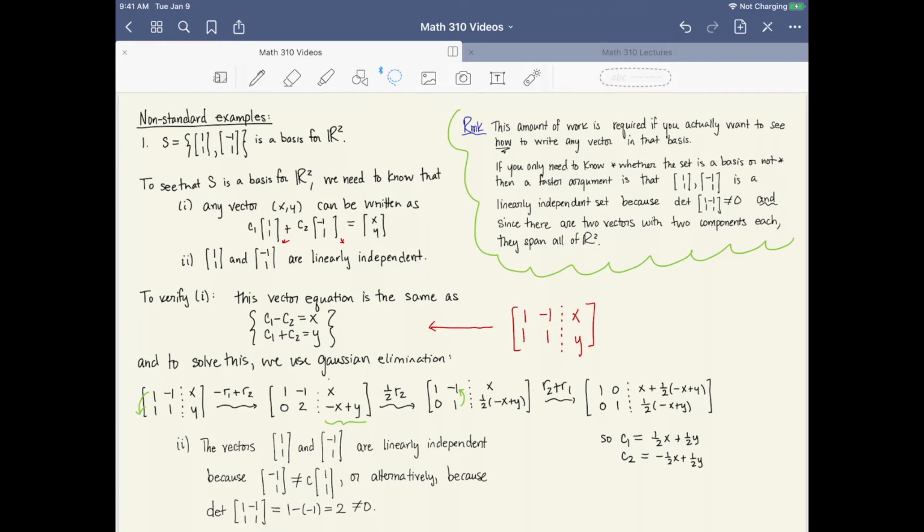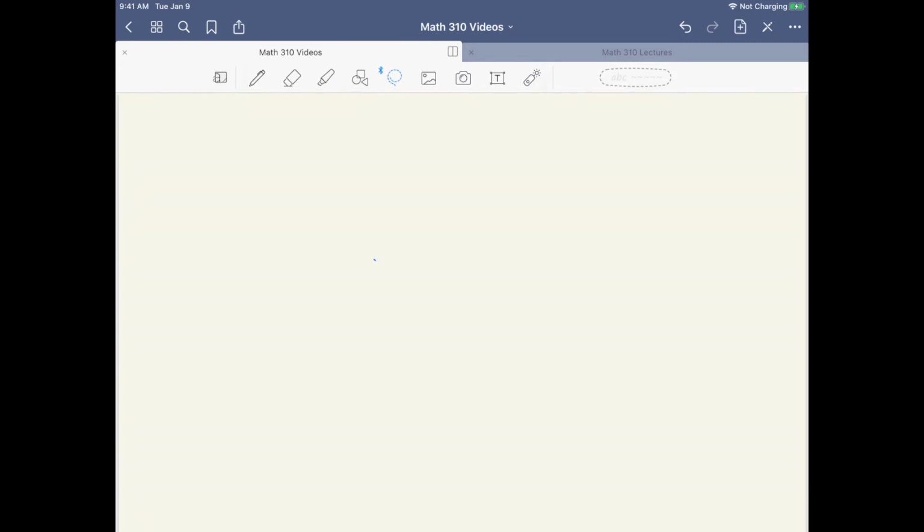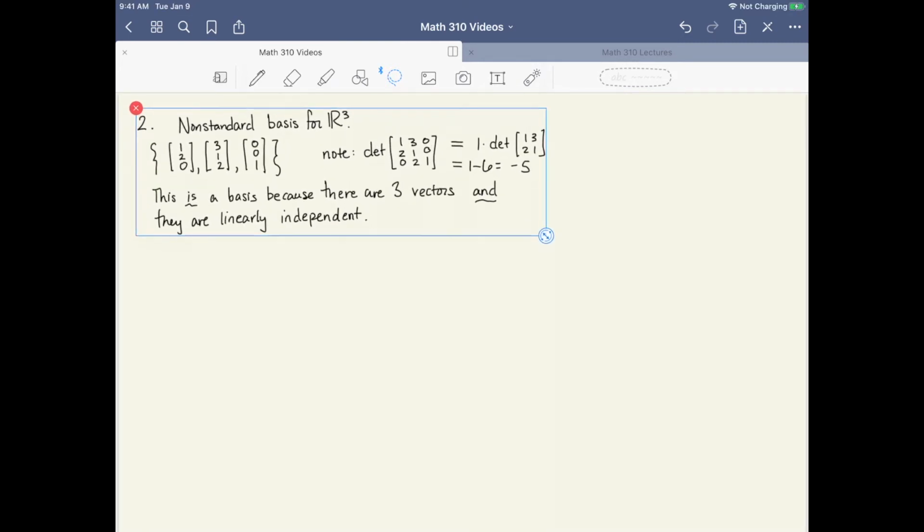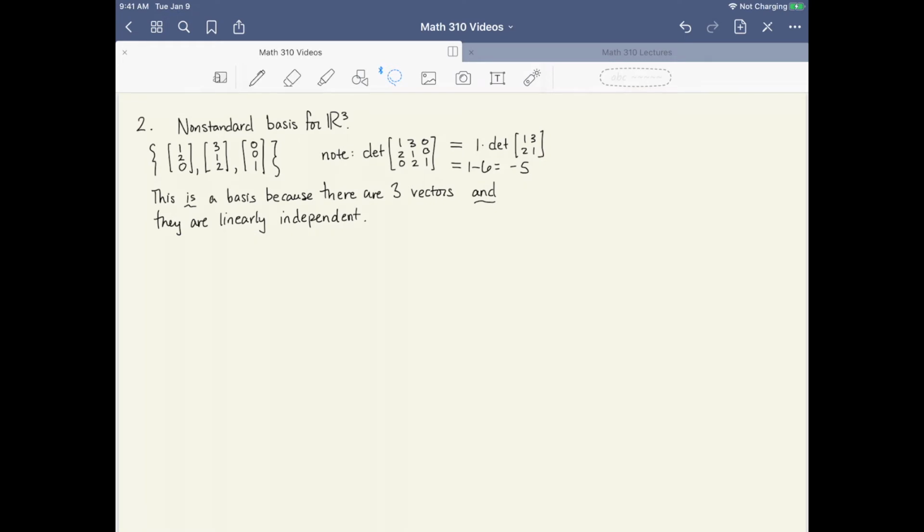Let's do another example where we do it in a quick check kind of way. So here's a quick example. Here's a non-standard basis for R3. I can take 3 vectors, say 1, 2, 0, 3, 1, 2, and 0, 0, 1, and ask myself, is this a basis for R3? I'm not going to ask how do I write anything arbitrary in terms of this basis, but just, is it a basis at all?